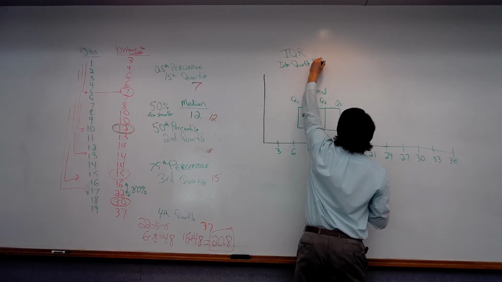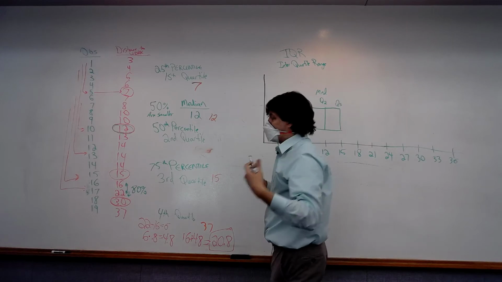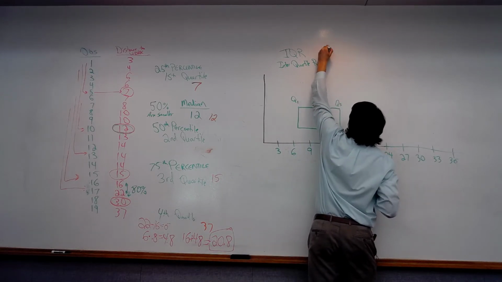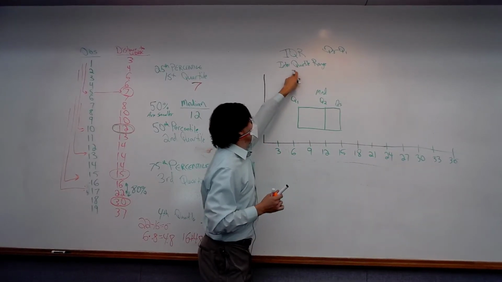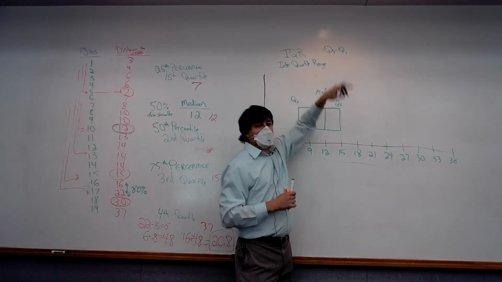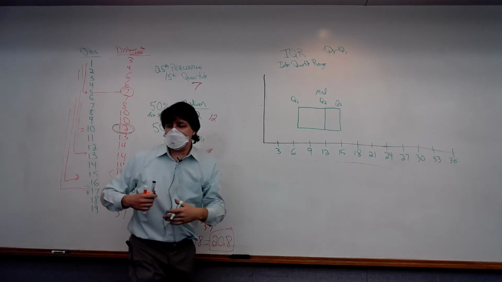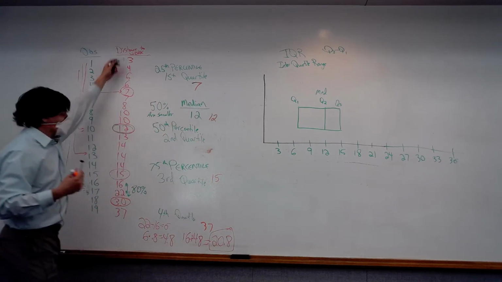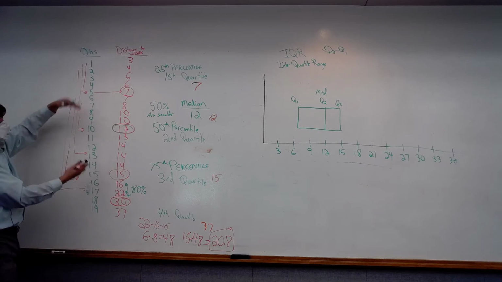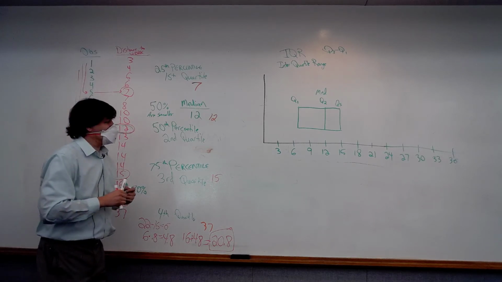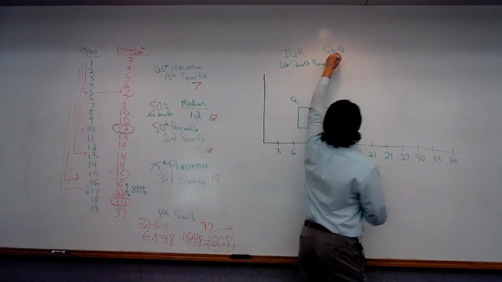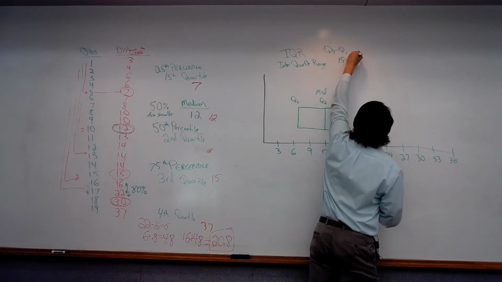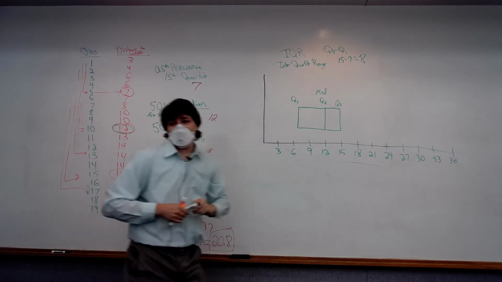Okay, just a fancy way to say Q3 minus Q1. Right? It's the range between the quartiles. Range in the same context as the overall range here, which is from 3 to 37, but the range between the quartiles is what? 15 minus 7. So 8. We have an IQR of 8.